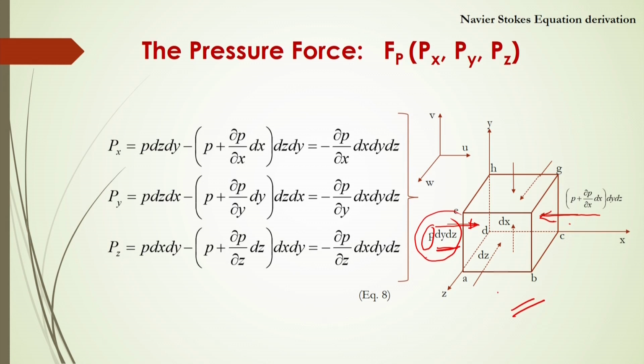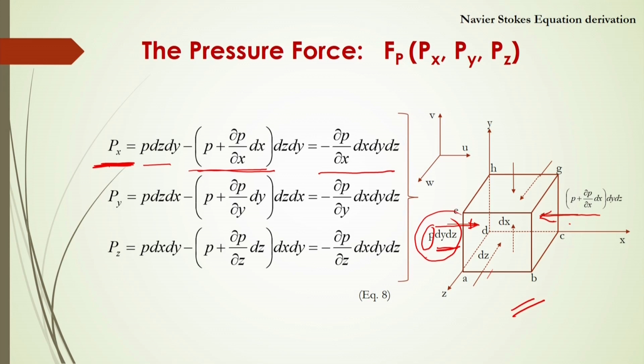Similarly, in the y direction you will get the pressure differences. So, the effective pressure force in the x direction will be P into dy dz minus P plus dou P dou x into dx, into dy dz. After subtracting these components, finally it comes out as minus of dou P dou x into dx dy dz.